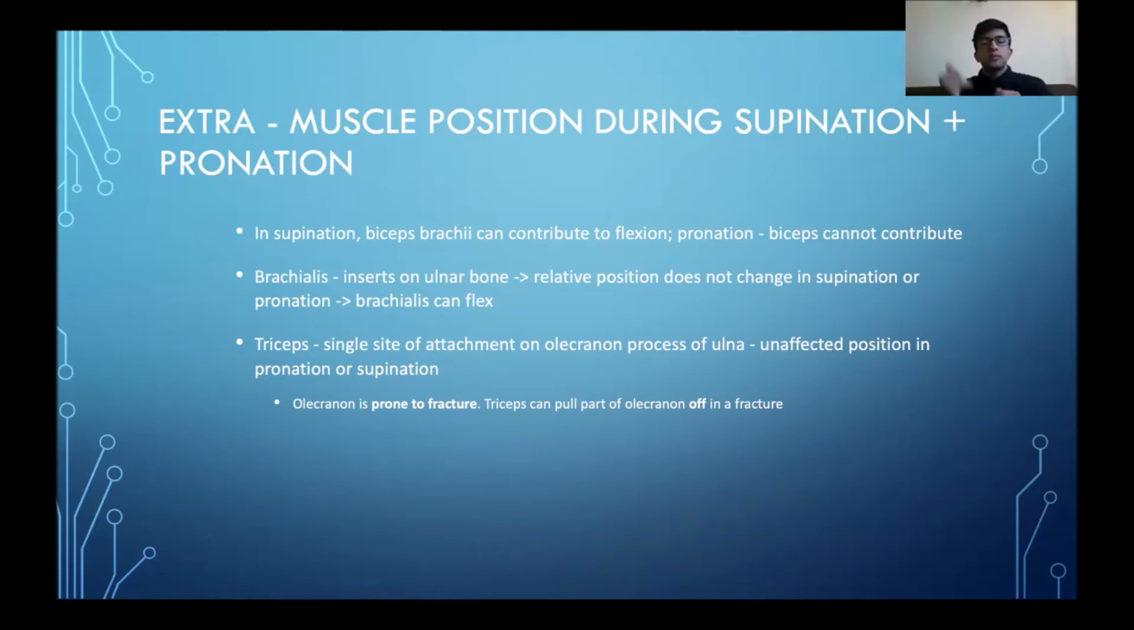Because brachialis and triceps are attached to the ulnar bone, it's unaffected in changing its position during pronation and supination. So that means it can actually contribute during pronation and supination. I said olecranon is prone to fracture because triceps can pull part of the olecranon off in a fracture. So that just blew my mind.